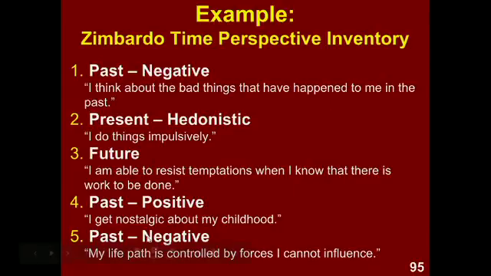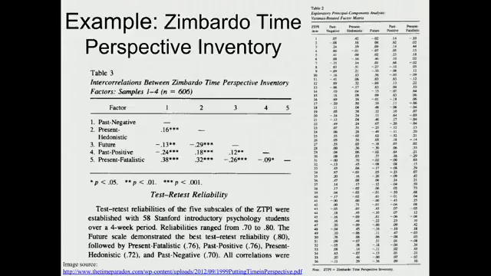This is mislabeled at the end. Yeah, I can't quite think of the name of it, but it's not past negative. Present fatalistic should be that last one. So this is from the original article.